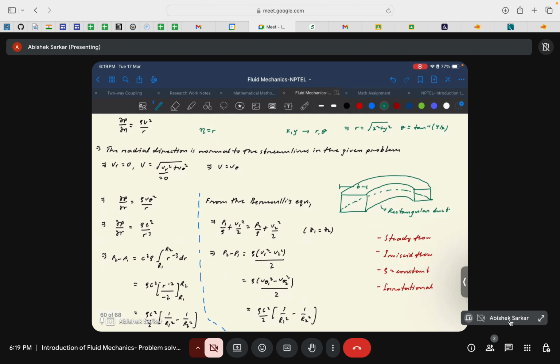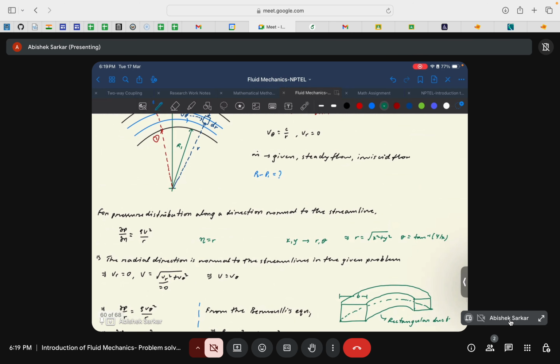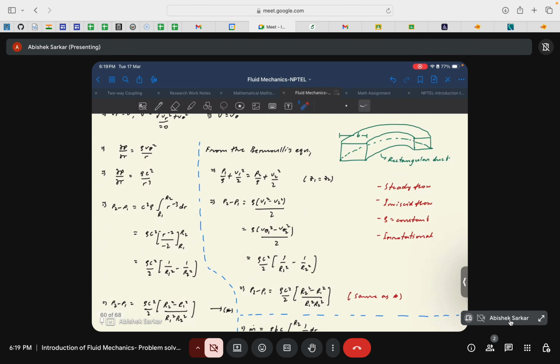So now we have ∂p/∂r = ρ vθ²/r. Now vθ is c/r and vr is equal to 0, if you remember, let us go back. Just substitute the value of vθ in this equation. So you will get ∂p/∂r = ρc²/r³. To find the pressure difference, you just need to integrate this equation now.